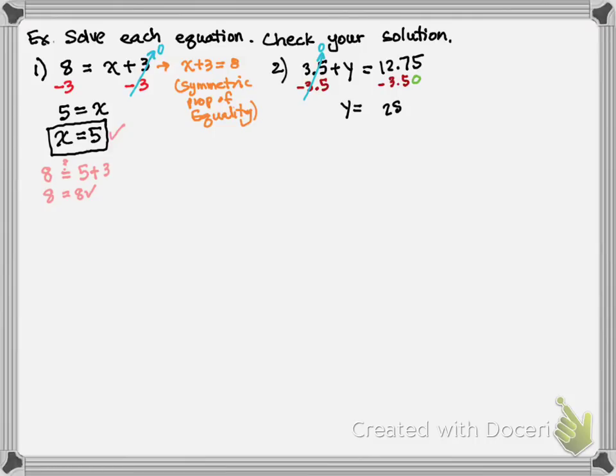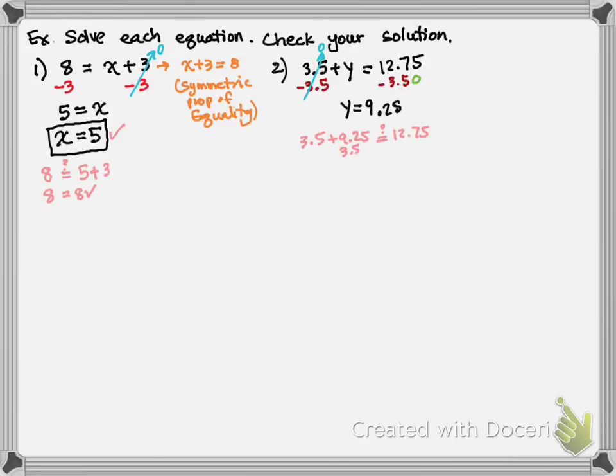7 take away 5 is 2. There's the decimal point. And 12 take away 3 is 9. So I'm definitely going to check this one first. I was a little glib last time. So I have 3.5 plus 9.25. And the question is, does that equal 12.75?